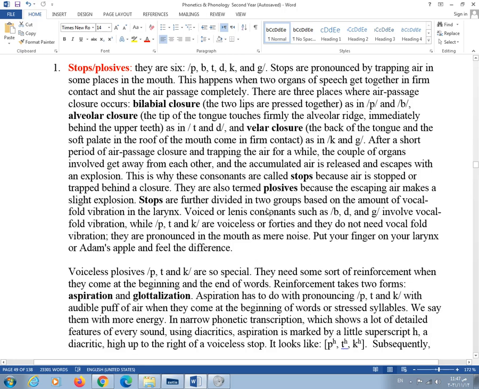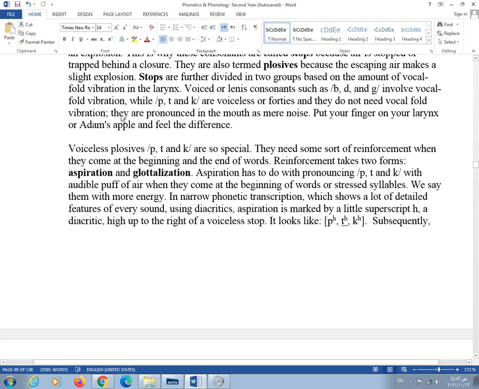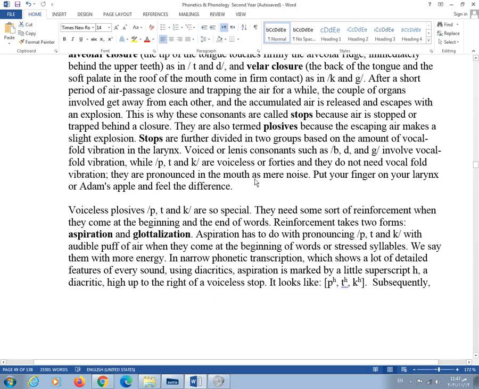Let's move on to something different. We have to say about plosives that 3 of them are voiced and 3 are voiceless. The voiced are b, d, and g, and the second are p, t, and k. Voiced consonants involve vocal fold vibration. Our vocal folds vibrate because they are close to each other, and they form a narrow glottis. So it is easy for air to push them and to cause them to vibrate.